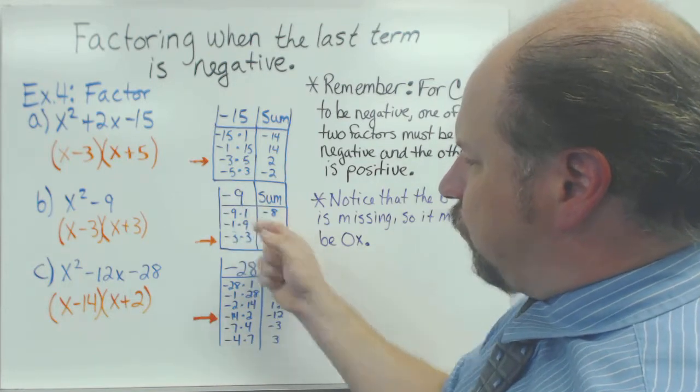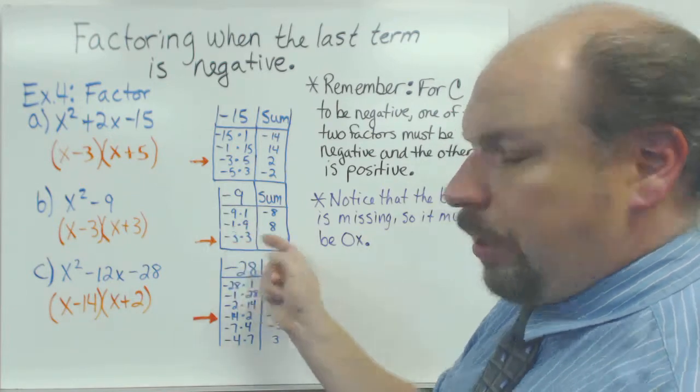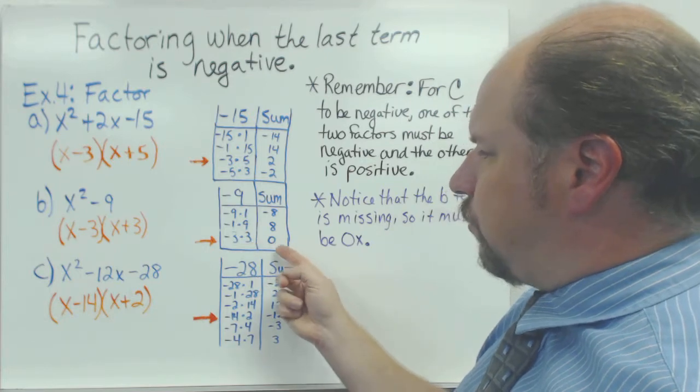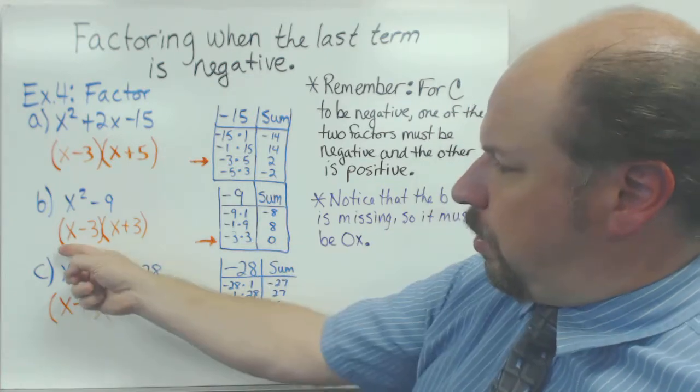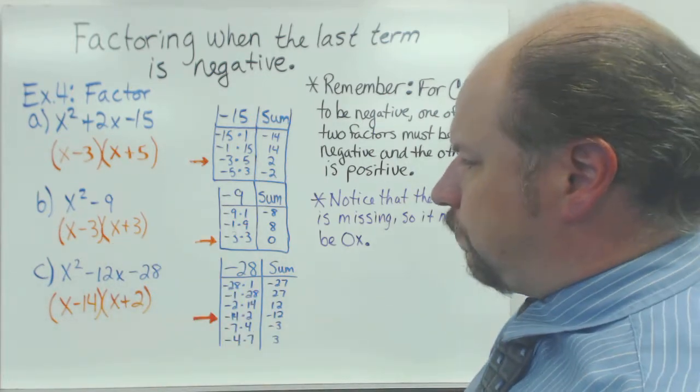So I've listed factors of negative 9. Negative 9 times 1, negative 1 times 9, and negative 3 times 3. Well, negative 3 plus 3 is 0, so that's the one that we need right there. So we just write x minus 3 times x plus 3, and we're done.